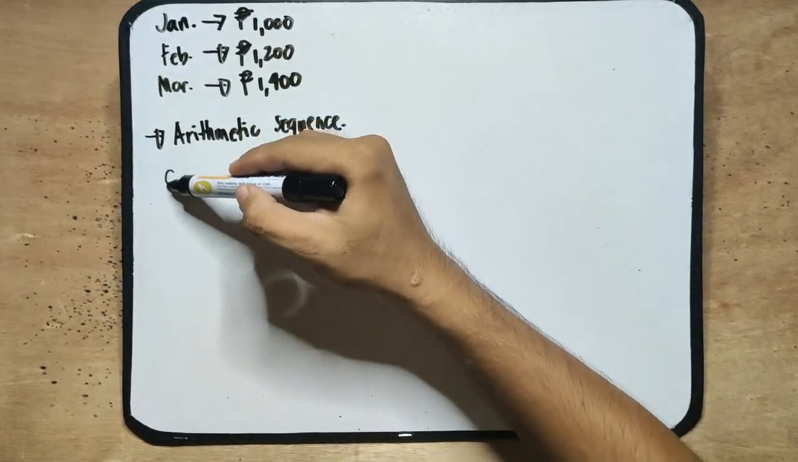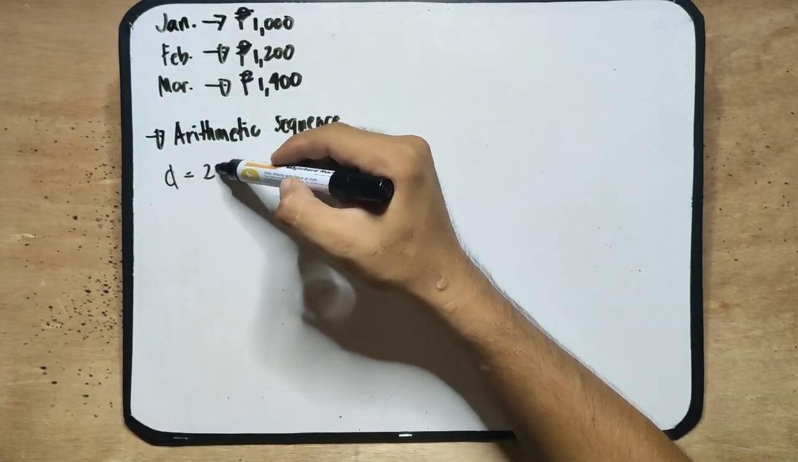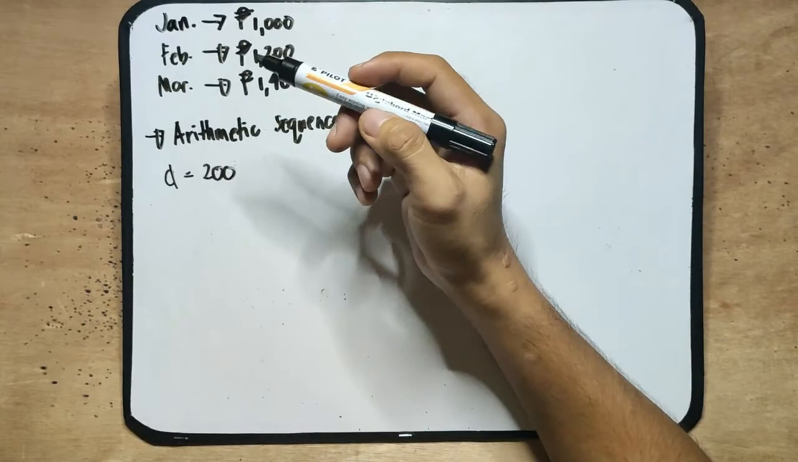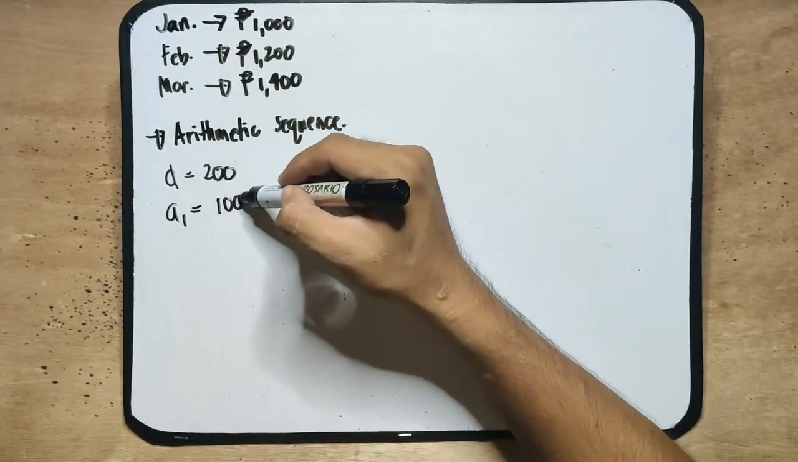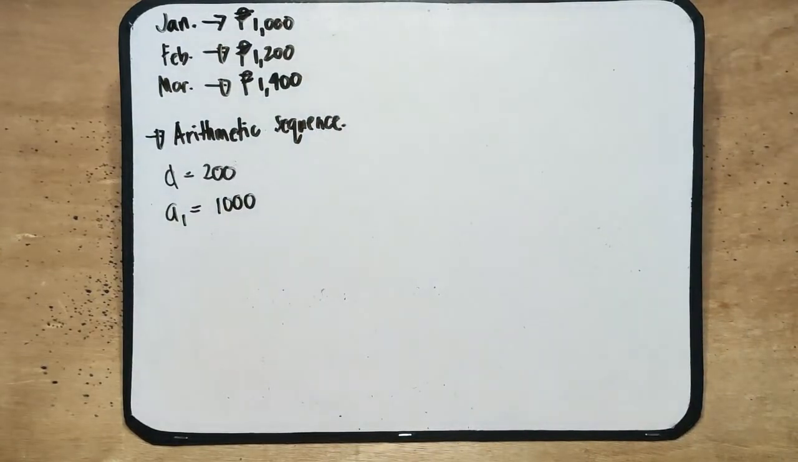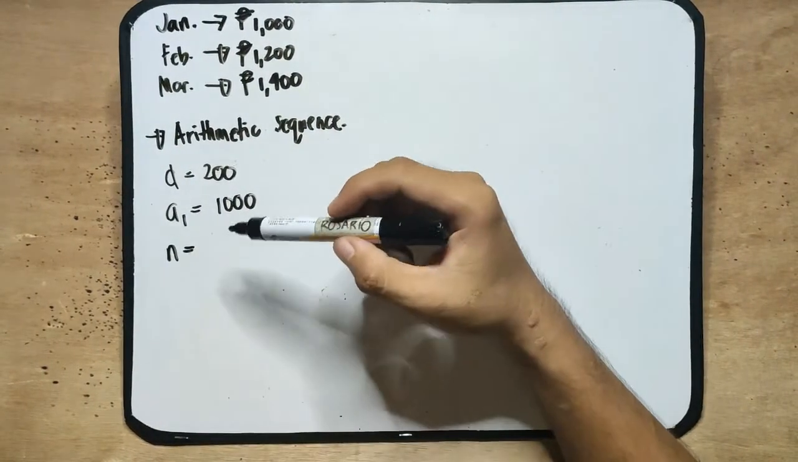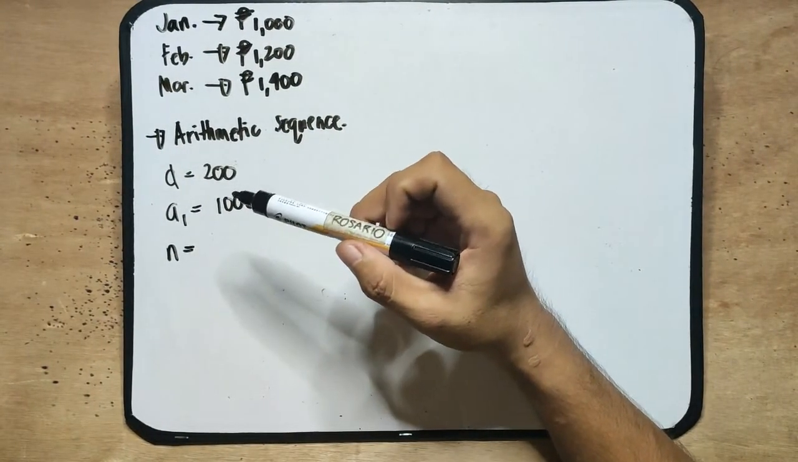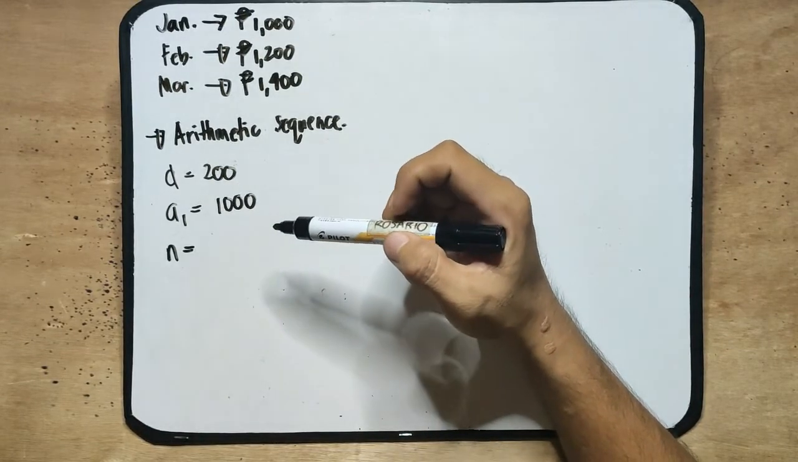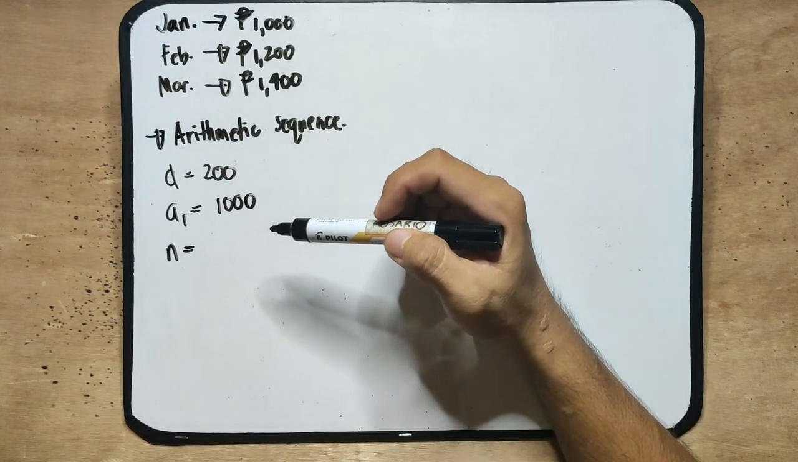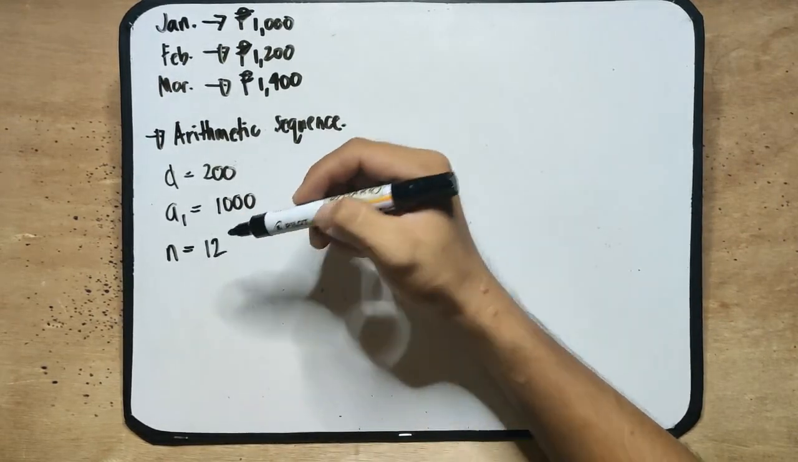So, ang ating nakuhang value, we have the common difference is 200. So, yung a sub 1 natin ay 1,000. And then, alam natin yung n. Kasi, ang sinabi dun sa problem, magkano daw yung masisave ng family sa isang taon. We know naman na sa isang taon, there are 12 months. So, n is equal to 12.